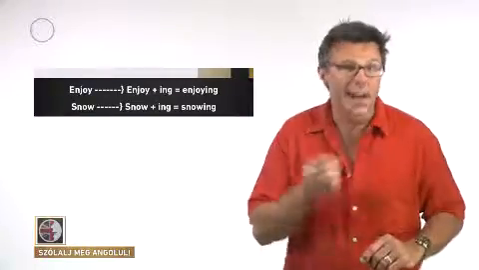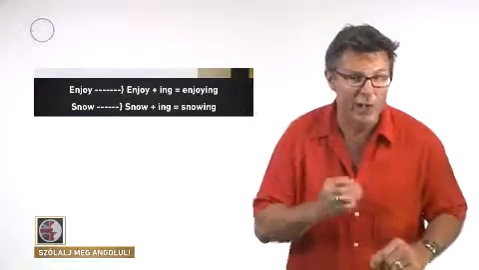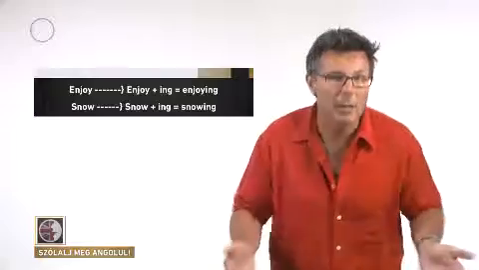Yes, that's right. If the verb ends in Y or W, we don't double the last letter before we add ing either. So, the verb to enjoy, when we add the ing ending, has still got only one Y. And the verb to snow, when we add the ing ending, has only got one W.